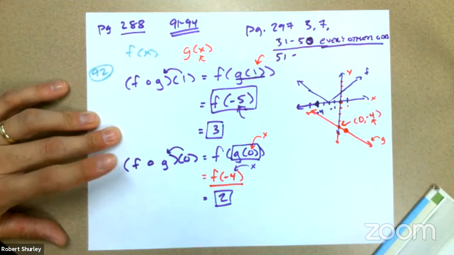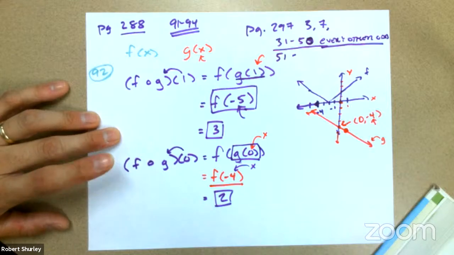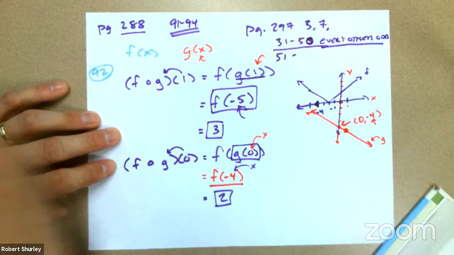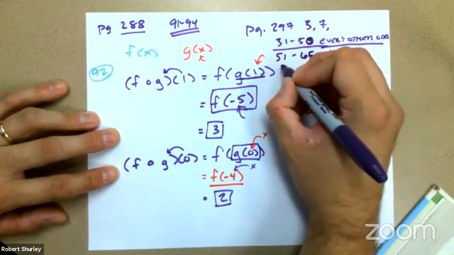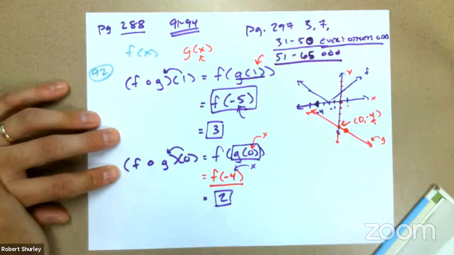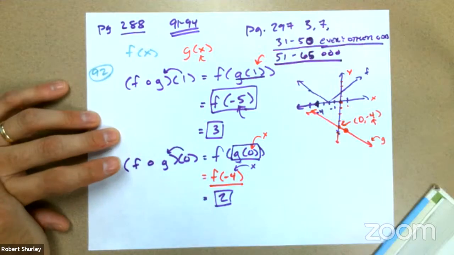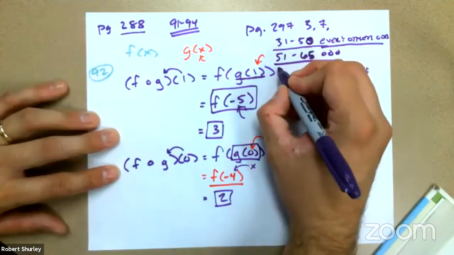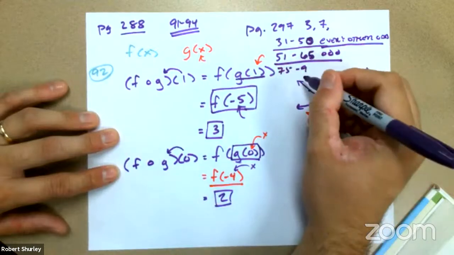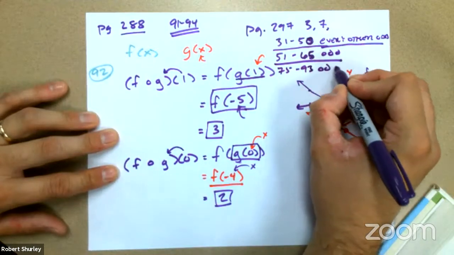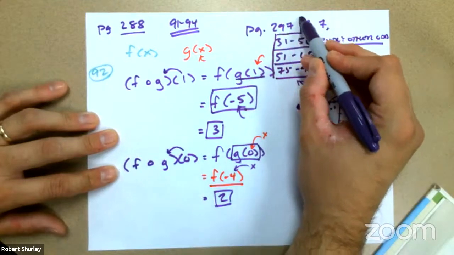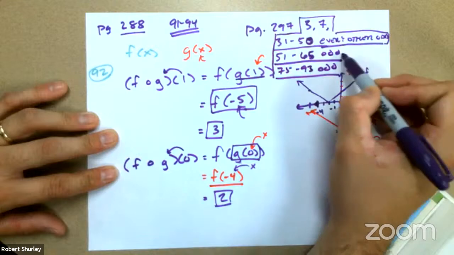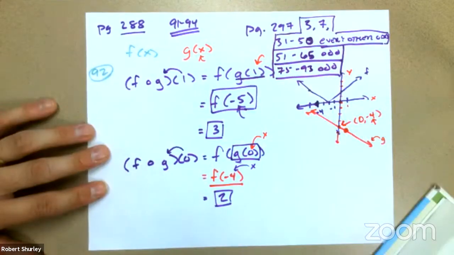Then we get to compositions. So 50 through 65, I want you to do all of those. Typically, students struggle more with that stuff. And then 75 through 93, odd. Okay? So that's our homework there.